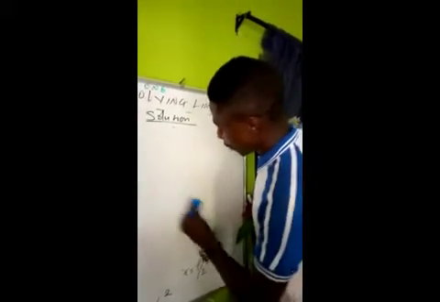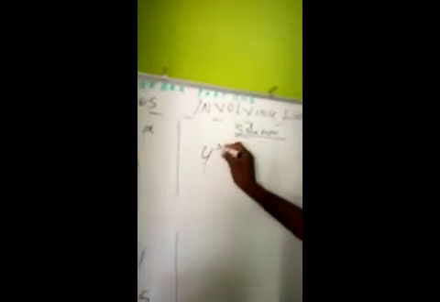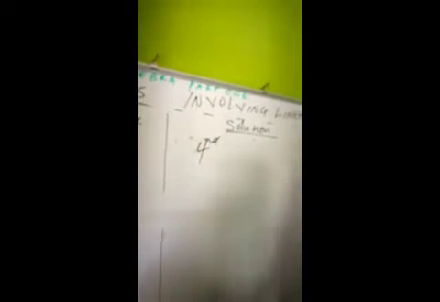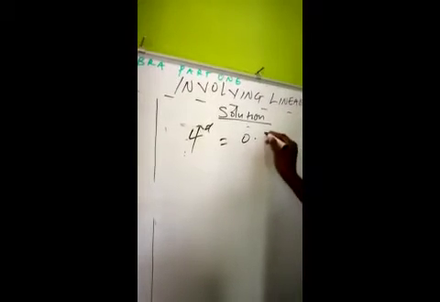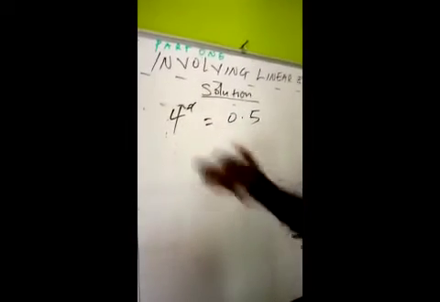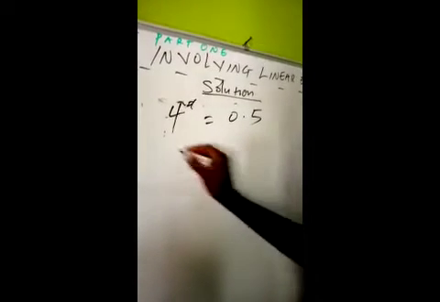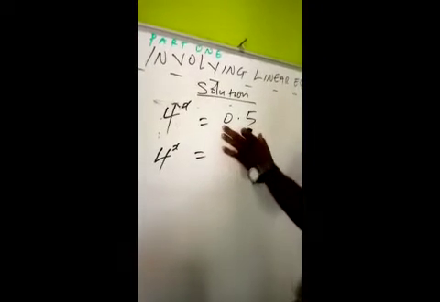So what I mean by negative index is by converting the reciprocal. When I have 4 raised to power s equal to 0.5, you can see now the bases are not the same. So to get the value of s, we repeat 4 raised to power s equal to 0.5, which is a decimal point.